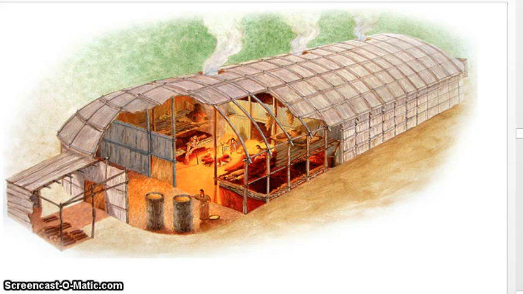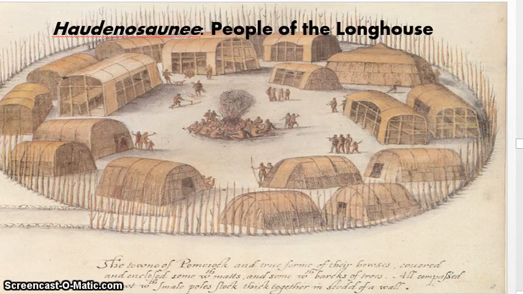Each family would have its own compartment that could be separated for privacy by using partitions made of tree bark or animal skin. Longhouses were part of a larger village. A village would have several longhouses, which was often surrounded by a fence called a palisade. Outside of the palisade were the fields where the Iroquois farmed their crops.